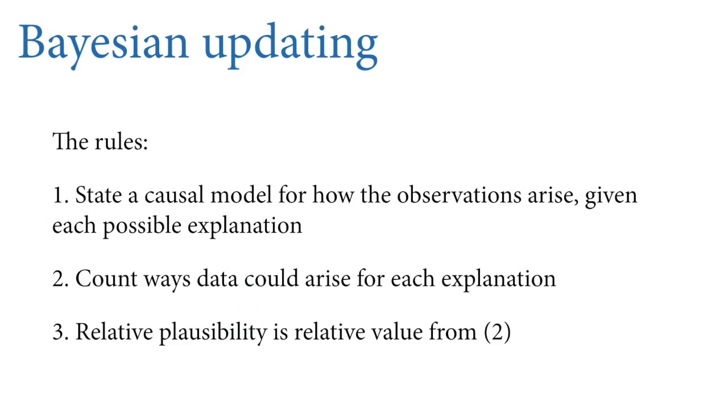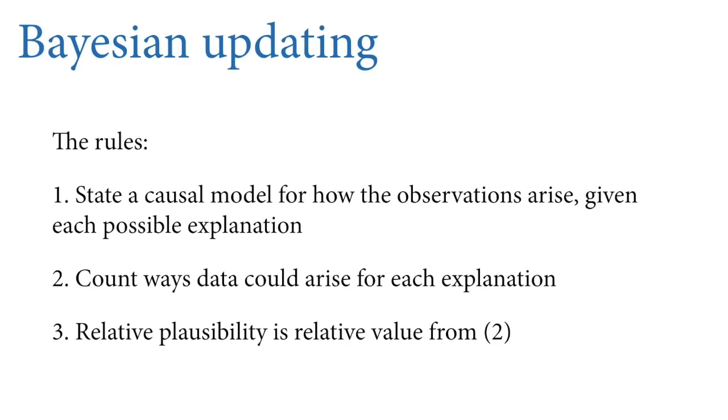Okay, let me try to do some summary here. What are the rules in Bayesian updating? What you must do is state some causal model, some mechanistic model for how the observations arise, given each possible explanation. Now, we don't know the true explanation, but you have to know enough about or believe enough about the mechanisms of each explanation that you can state what the data sets that would emerge from it look like.